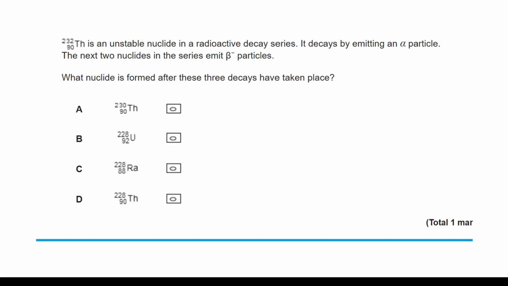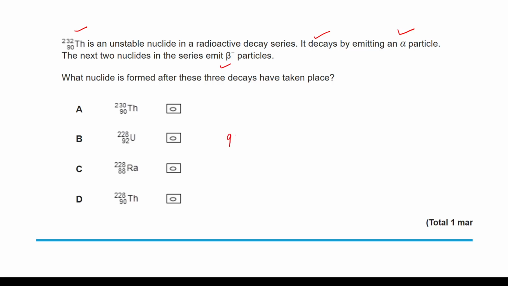Okay, let's just see this one. This is an unstable nuclide. Okay, so this is your hint. It is going to start emitting something. In a radioactive decay series, it decays by emitting alpha, and the next two nuclides in the series emit beta minus. Which nuclide is formed after 3 decays have taken place?